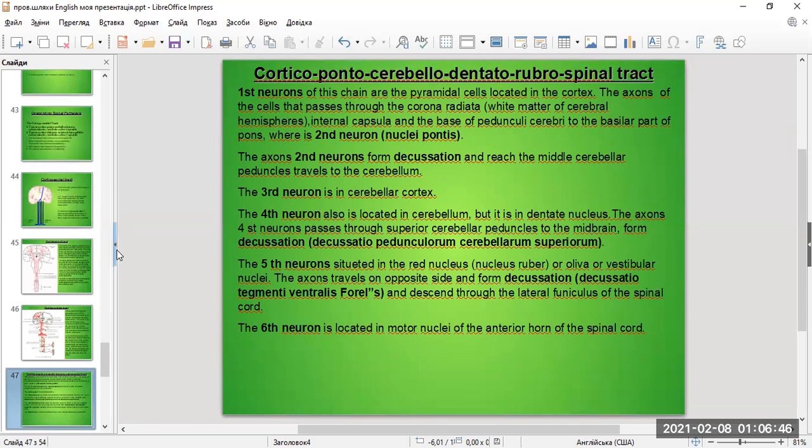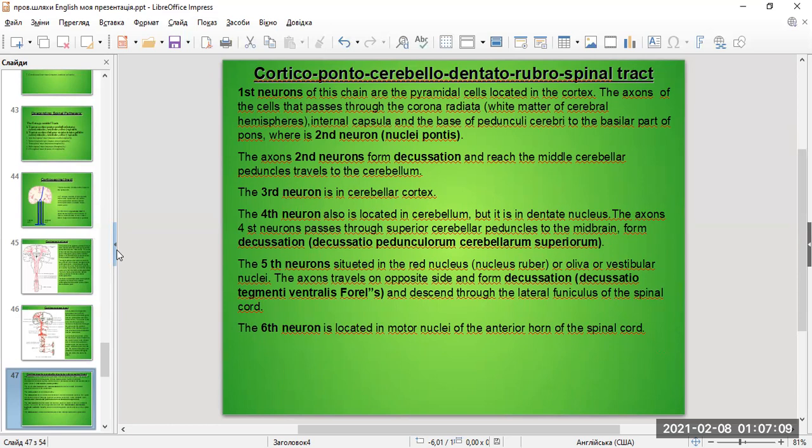The third neuron is in the cerebellar cortex. The fourth neuron is also located in the cerebellum, but in the dentate nucleus. The axons of the fourth neurons pass through the superior cerebellar peduncle to the midbrain and form a decussation, the decussatio pedunculorum cerebellarium superiorum.